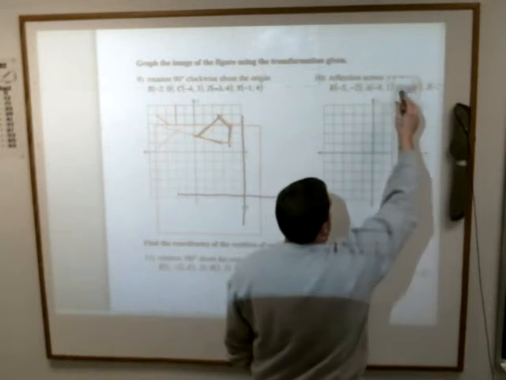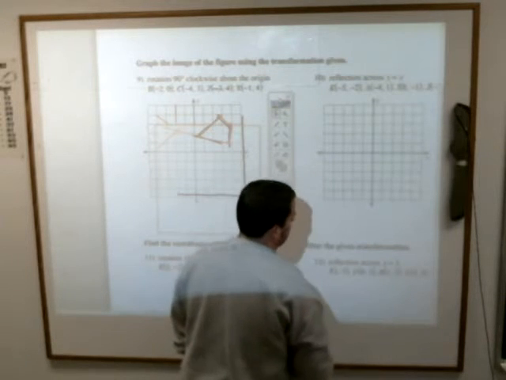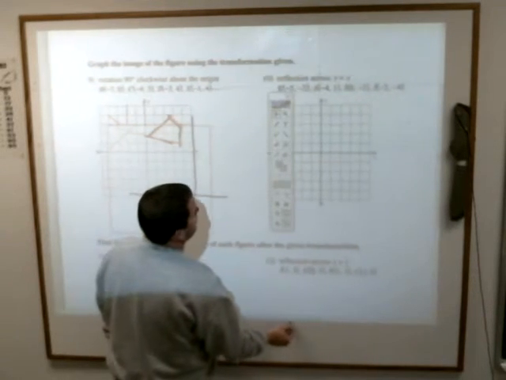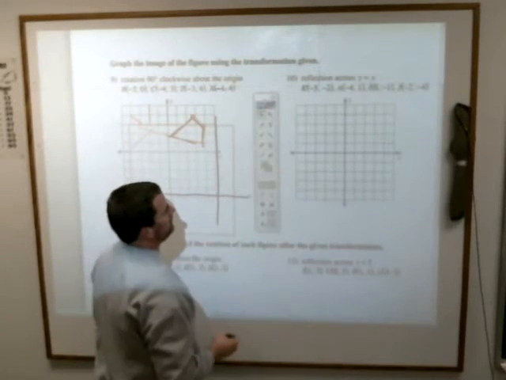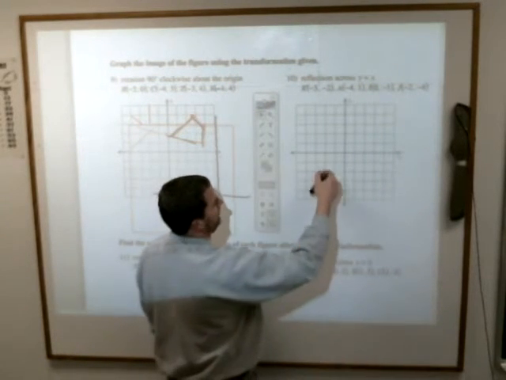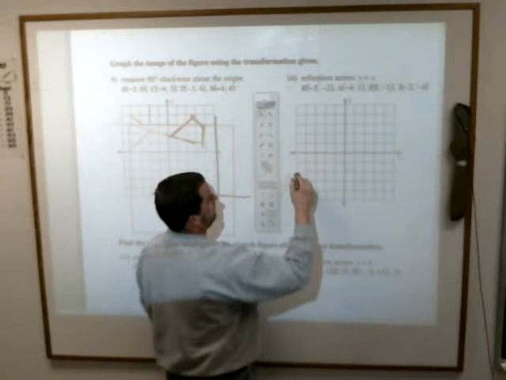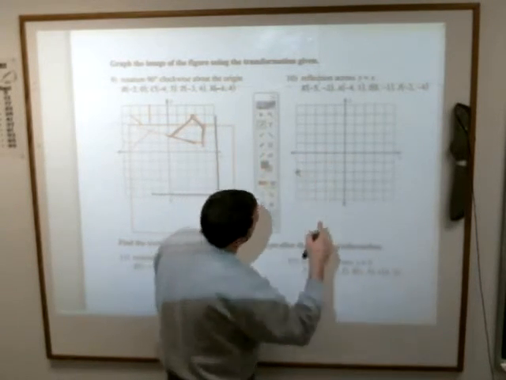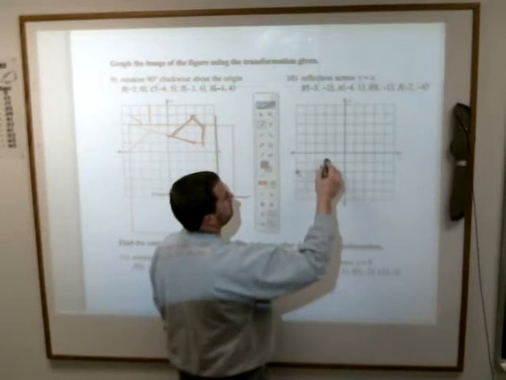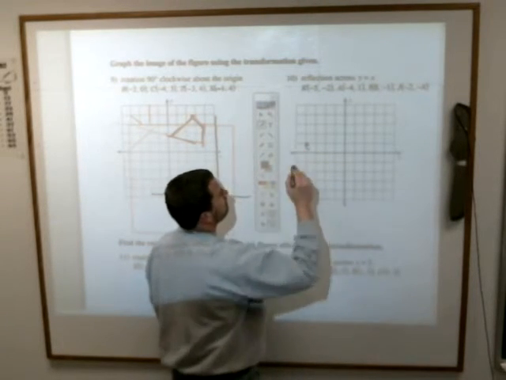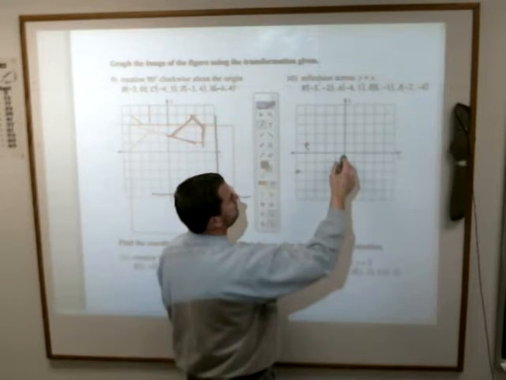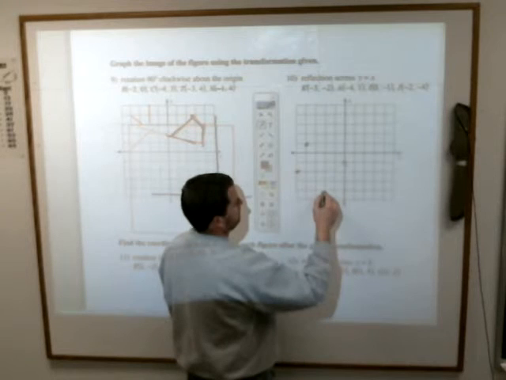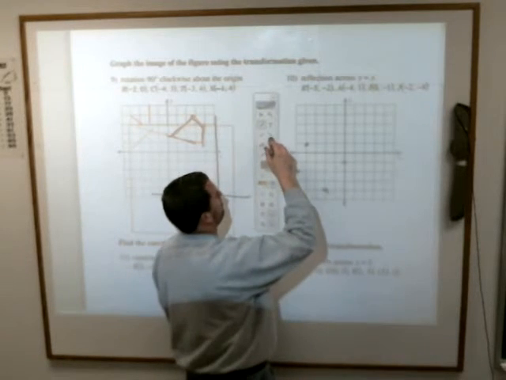How about the reflection there? You got that one? Reflections to me are a lot easier than rotations. -5, -2, 1, 2, 3, 4, 5, -2. What is it, -4, 1? 0, -1. And -2, -4. There is your shape.